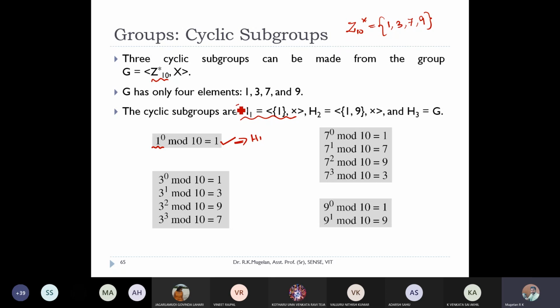It satisfies all the properties of a group. Then we have 3 power 0 is 1, 3 power 1 is 3, and 3 square is 3 multiplied by 3. And 3 cube is 3 into 3 into 3, 27 mod 10 is 7. This is nothing but your H3, which is your entire group. And with respect to 7 also, we are getting the same subgroup, and with 9, we are getting another subgroup called H2. Right. So these many subgroups can be formed with multiplication as an operation and Zn star as a set of elements.